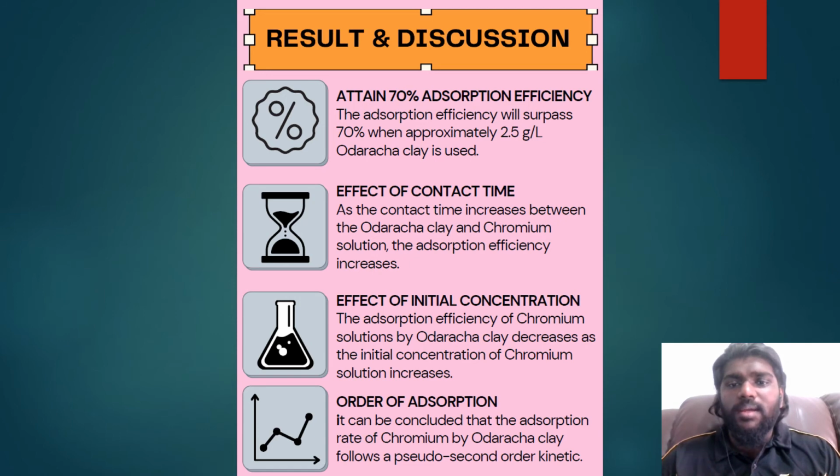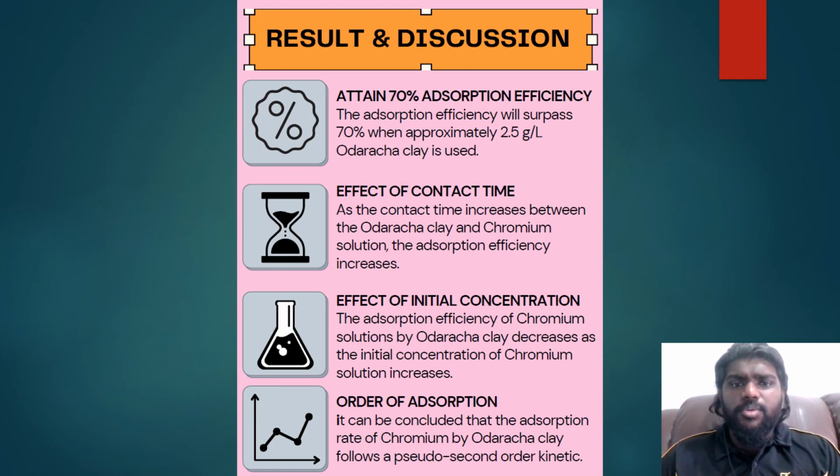Moving on to part B, the contact time between the adsorbent and adsorbate was changed to see the effect of this variable on the adsorption, using a stirrer with constant agitation. As expected, when the contact time was increased, the adsorption efficiency increased too. This is because at the initial time, the chromium particles are exposed to a very large number of vacant binding sites on the surface of Odaracha clay.